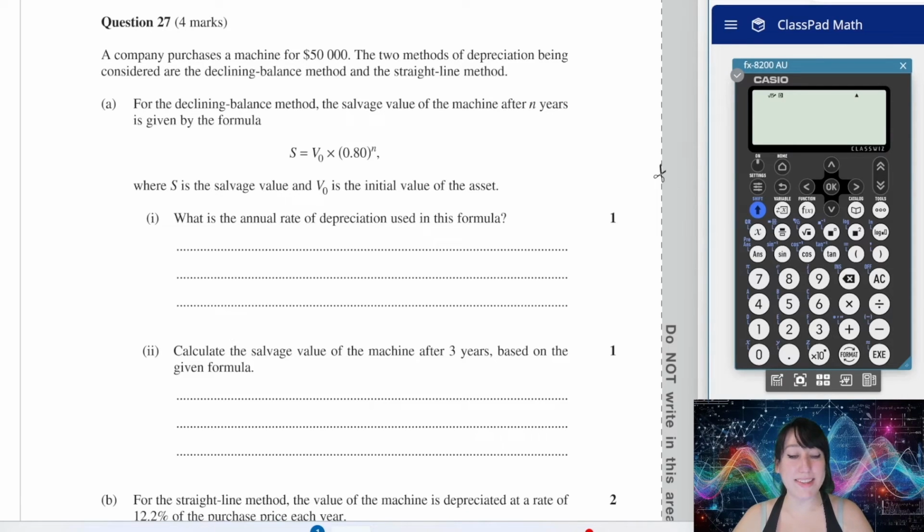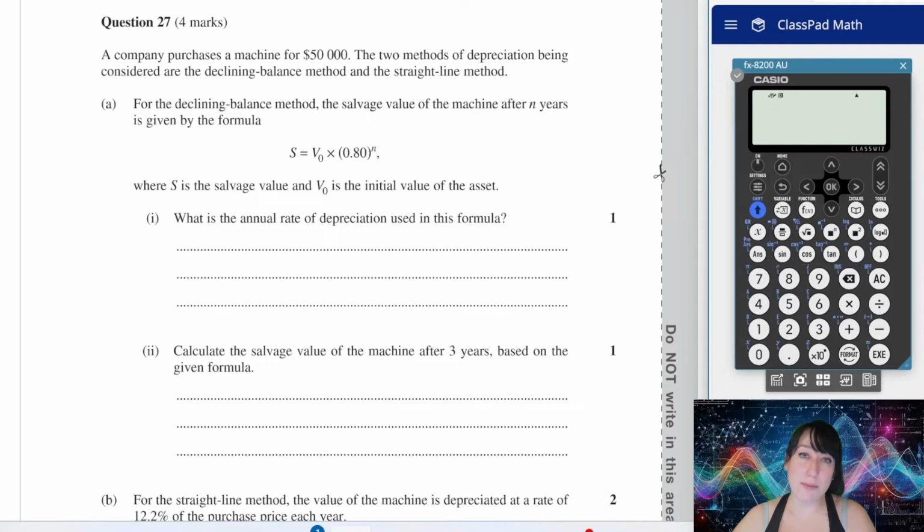Okay, question 27. A company purchases a machine for $50,000. The two methods of depreciation being considered are the declining balance method and the straight line method. For the declining balance method, the salvage value of the machine after n years is given by the formula S equals V naught times 0.80 to the power of n, where S is the salvage value and V naught is the initial value of the assets.